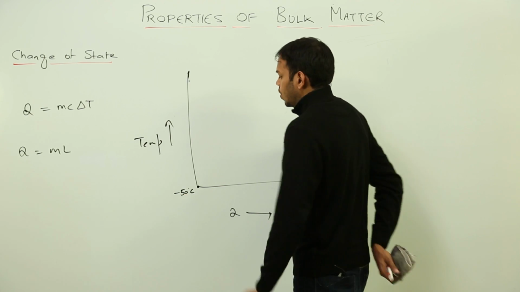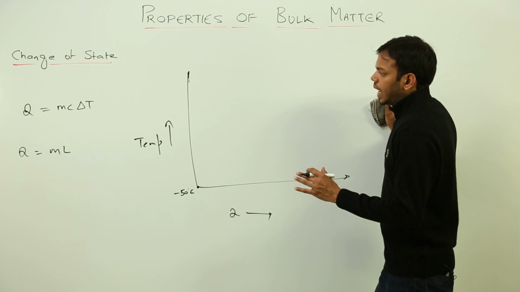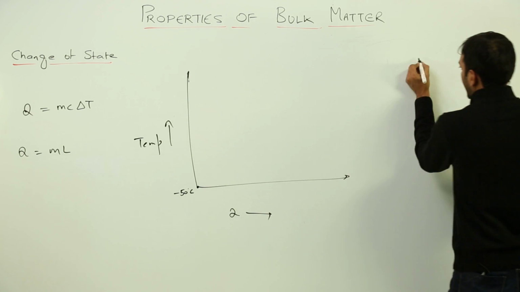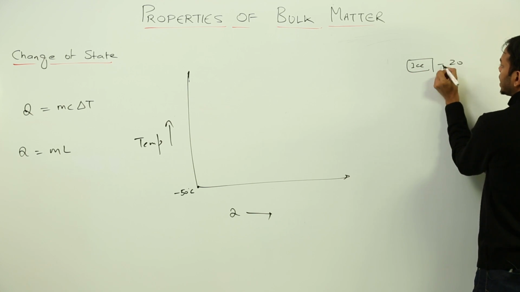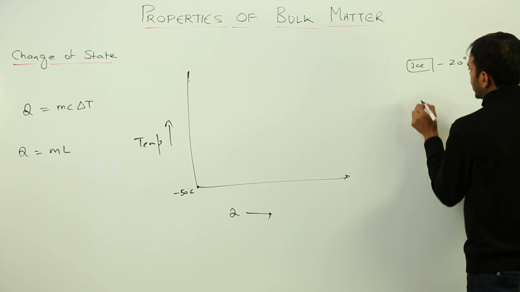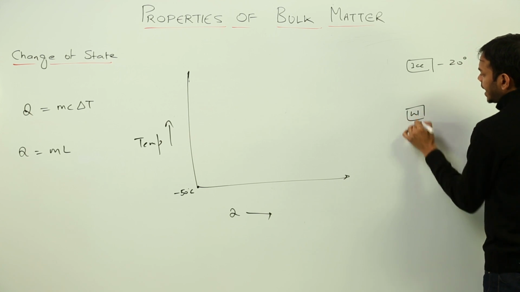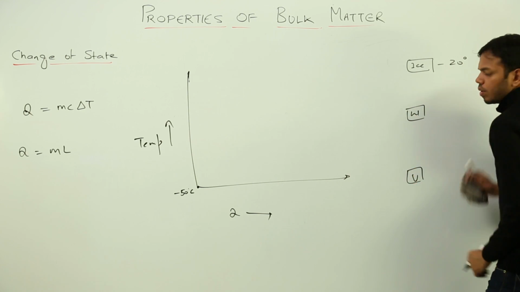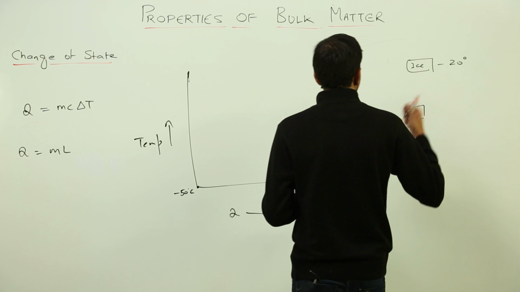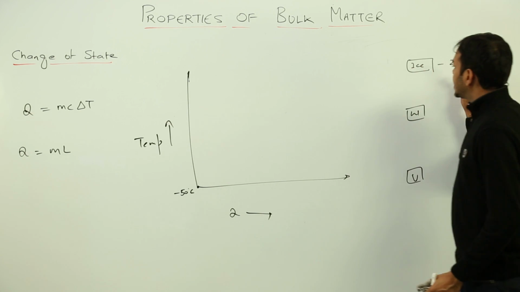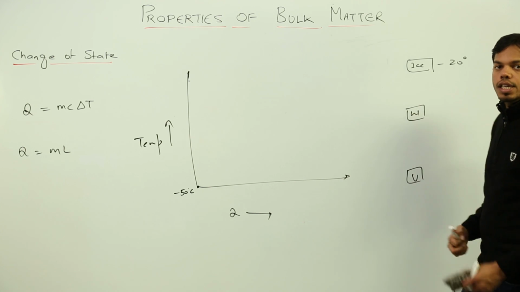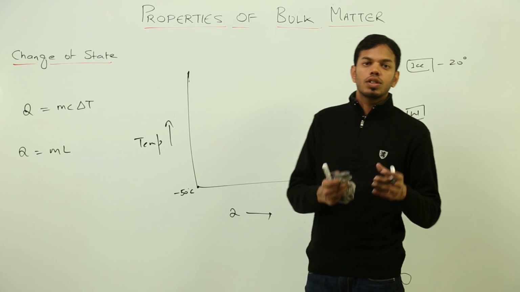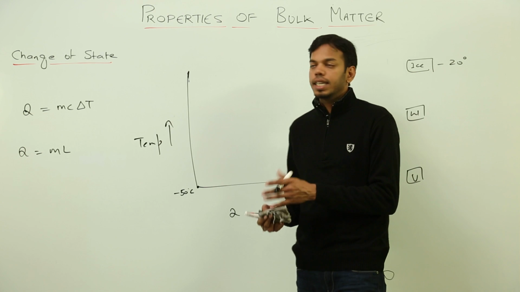Now, to convert this ice, right now I have an ice pack which is at minus 20 degrees Celsius. I have to convert it into water first, and then I have to convert it into vapors. So first of all, I'll be increasing the temperature of ice from minus 20 to 0 degrees Celsius, so that it will be in a state where it can change its state, right?